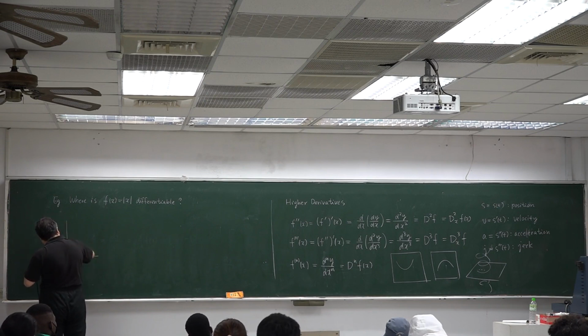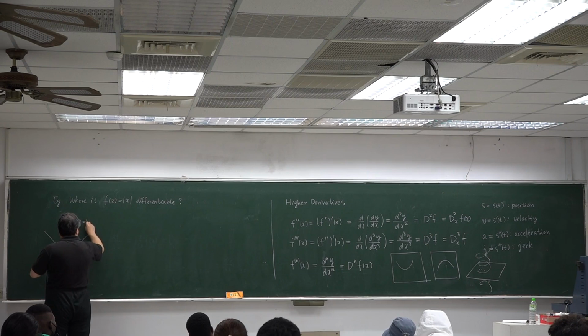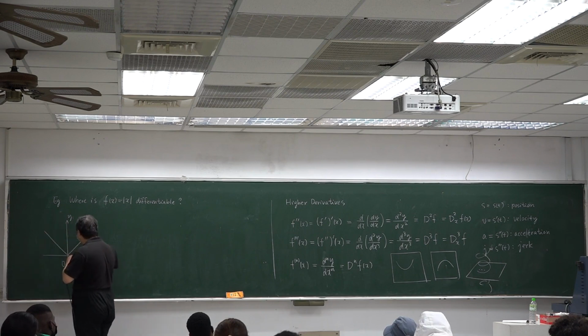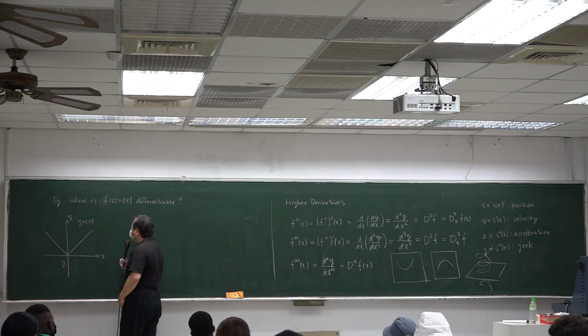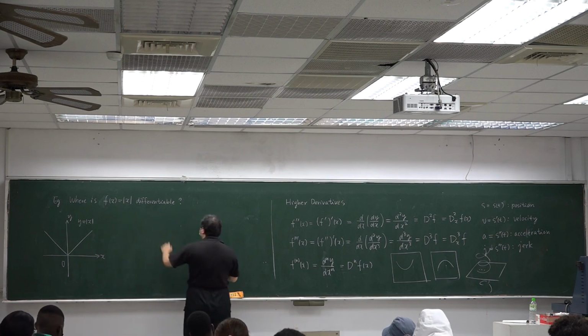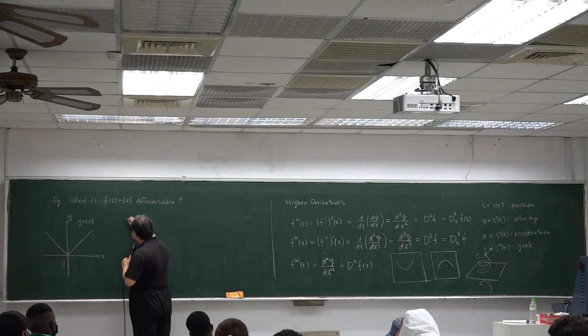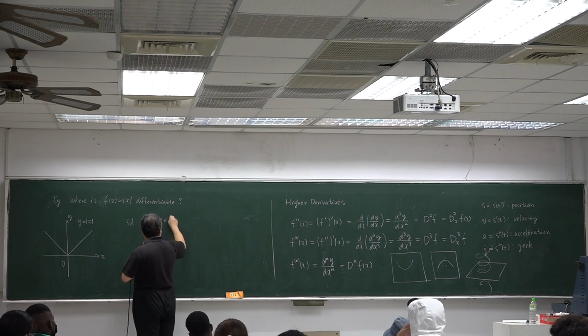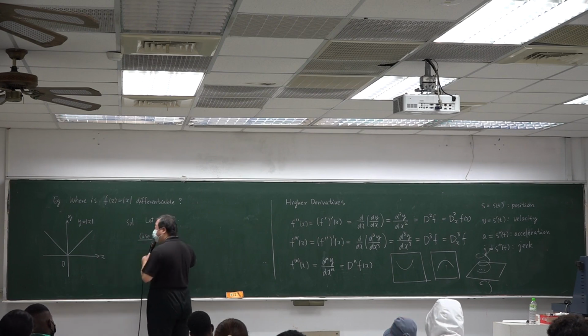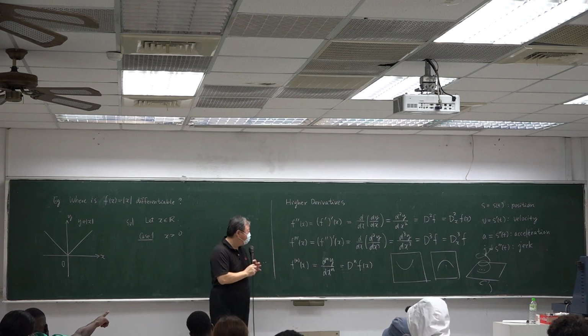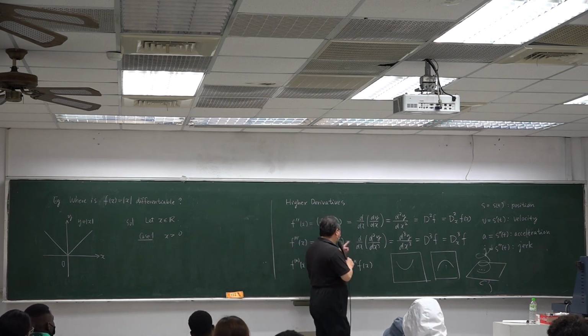Take a look at the graph of the function. We already know this function is continuous everywhere. But now we want to study its differentiability. If x is positive, this is squared and cubed.